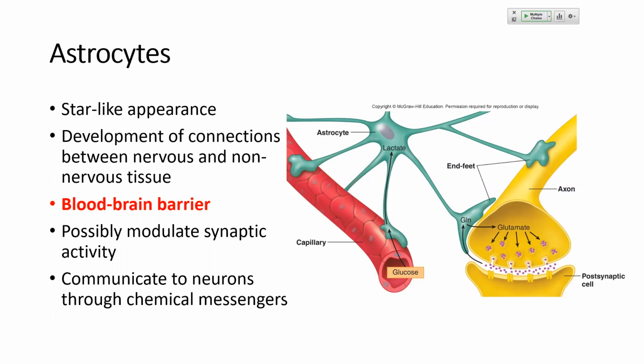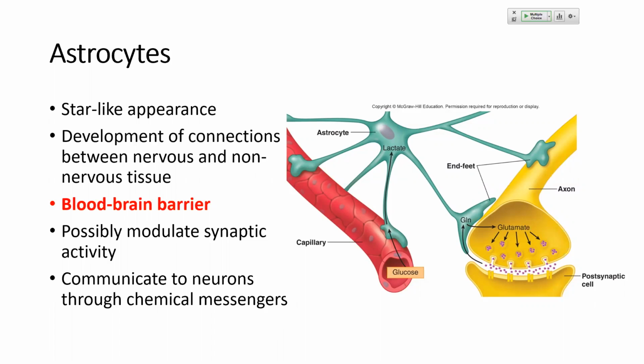So astrocytes have these finger-like projections that stick out like a star, and they bridge from the neuron to the blood vessels, and they prevent the transmission of any of that toxic material from traveling from the blood out into the nervous tissue. They're also involved in synaptic modulation.